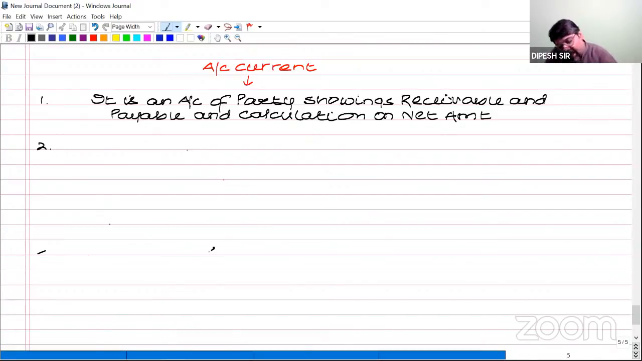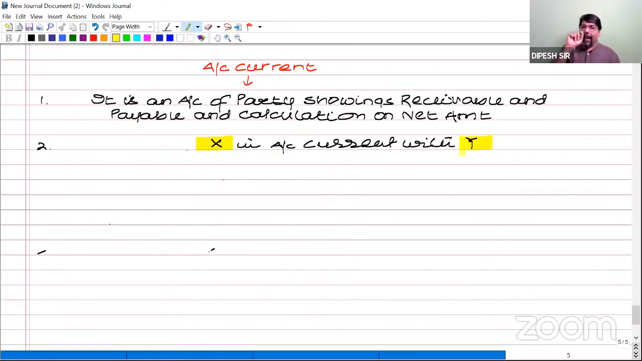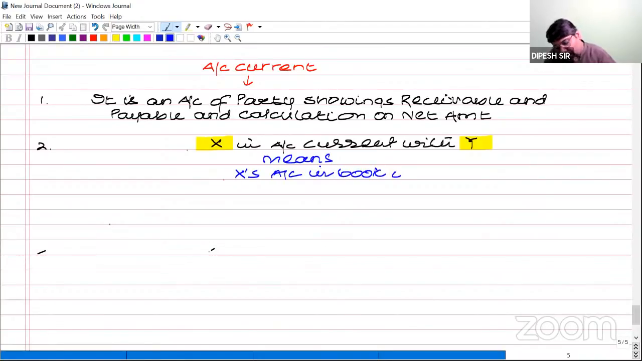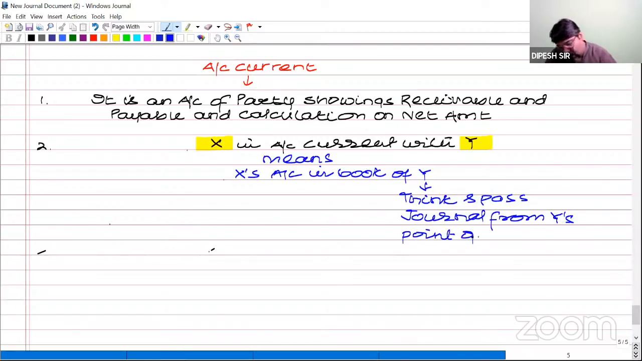Format. X in account current with Y. This means X's account in the books of Y. That means think and pass journal from Y's point of view.